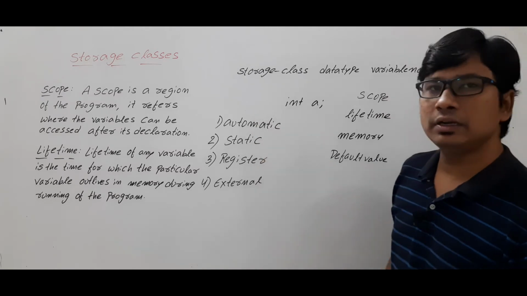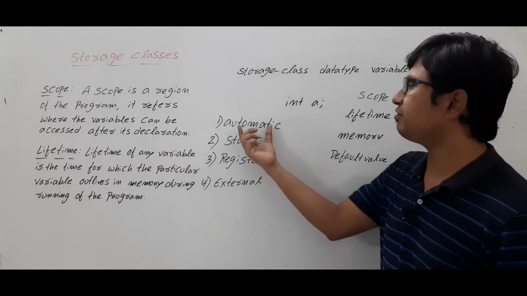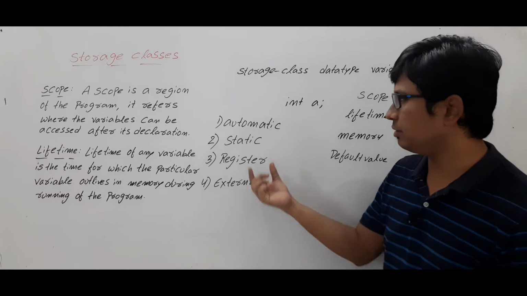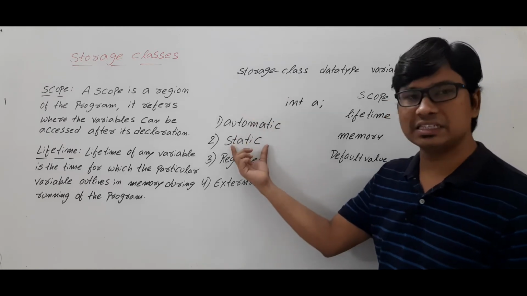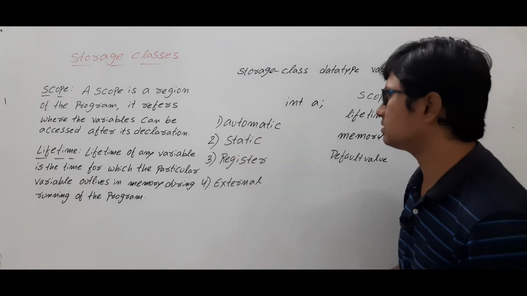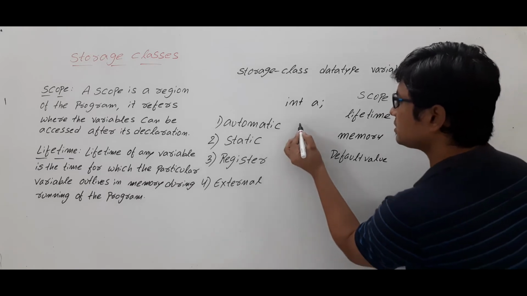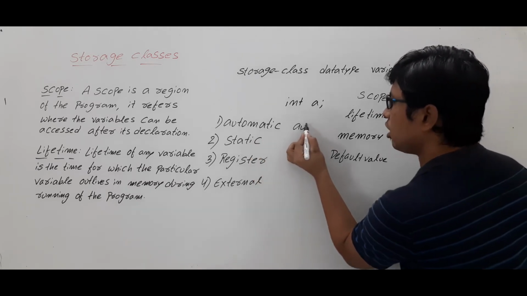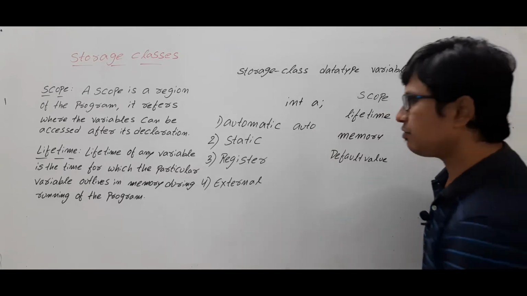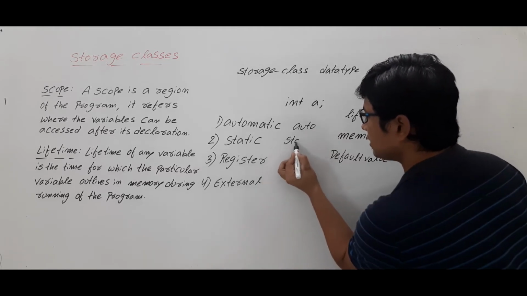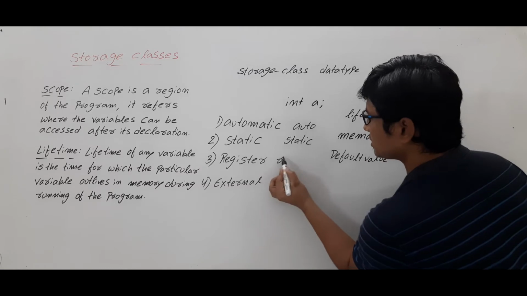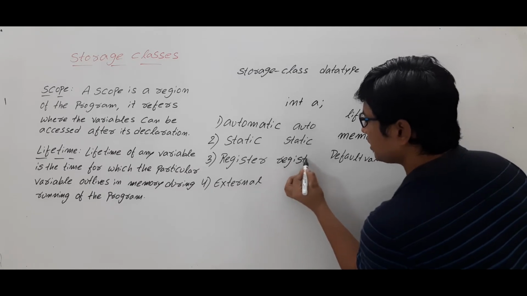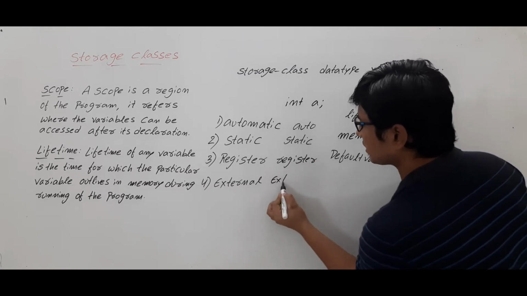Now let me discuss how you can define a variable as an automatic variable, and how you can declare a variable as a static variable. All these things we will discuss. To make you understand, let me discuss what the keyword is for an automatic variable. It is auto. And for a static variable it is static. For a register variable it is register only. For an external variable it is extern.